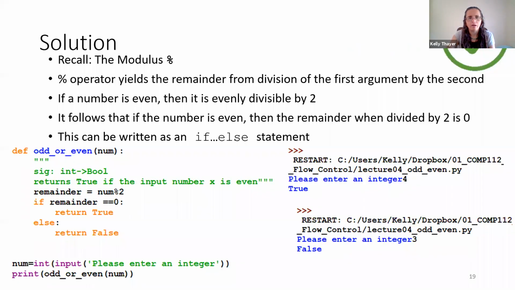All right, welcome back. So I'd like to recall to your memory the modulus, the percent operator, which we saw several lectures back. And I suggested that we may use the percent operator to determine whether something is divisible by 2 or not. And so basically, this is what we're asking you to do in this very question, to decide if something is odd or even. So if a number is even, then it's evenly divisible by 2, and it follows that if the number is even, then the remainder when divided by 2 is 0. So we can use this information to write an if-else statement.